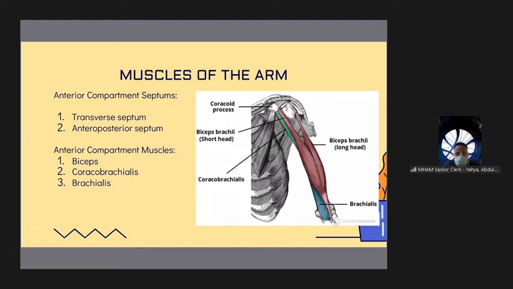Two additional septa are also present in the anterior compartment of the arm. These are the transverse and anteroposterior septa. And the muscles involved in the anterior compartment of the arm are the biceps, coracobrachialis, and the brachialis. Next slide, please.